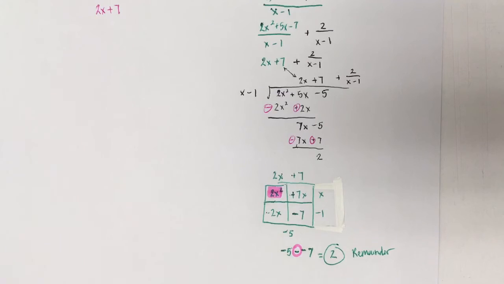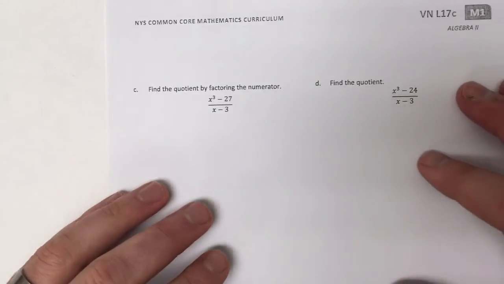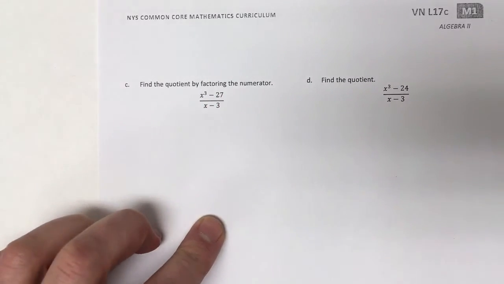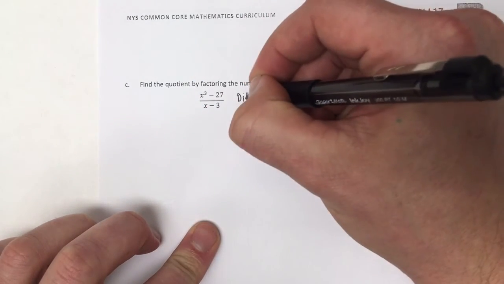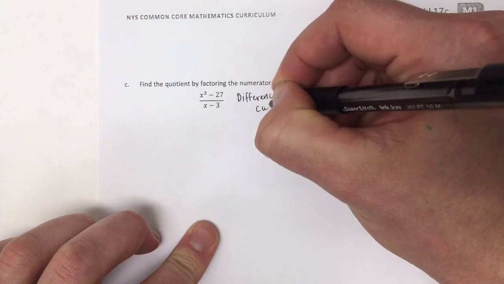Okay, I'd like to do one more example with you guys, just to make sure we're feeling solid with this, and to review a few things. So here we have find the quotient by factoring the numerator. What I notice is that this is a difference of cubes.